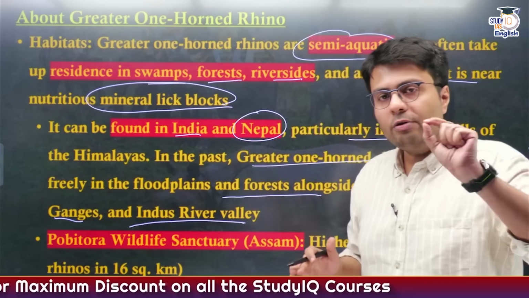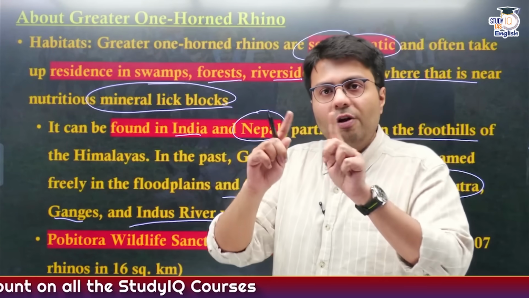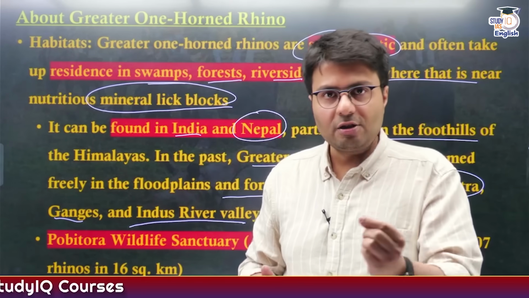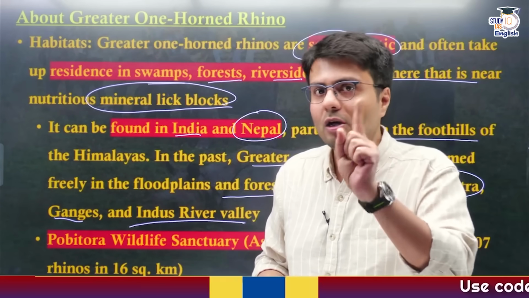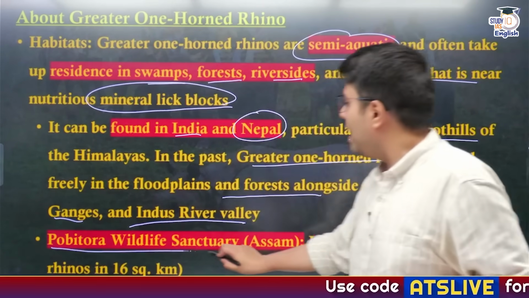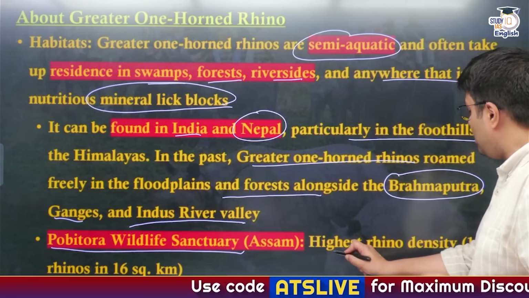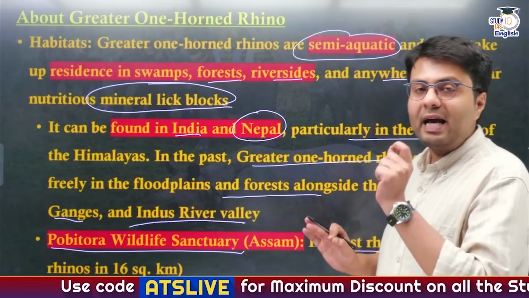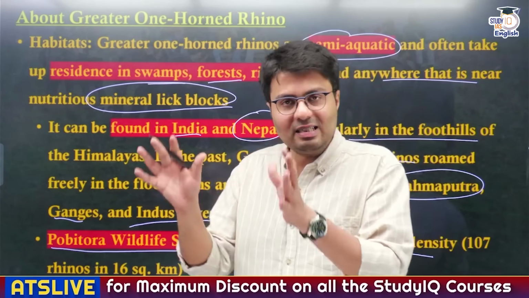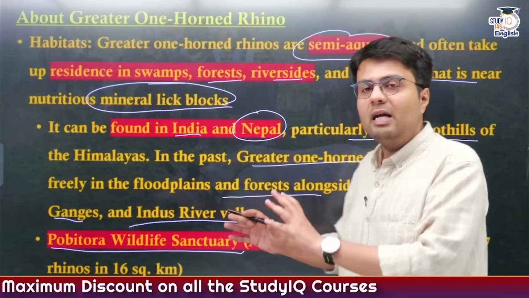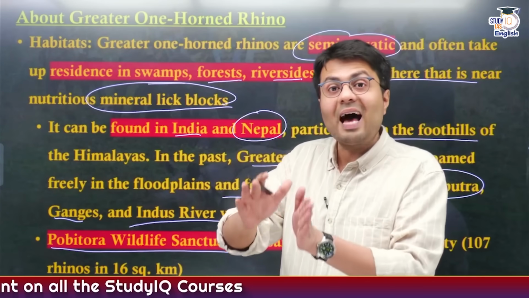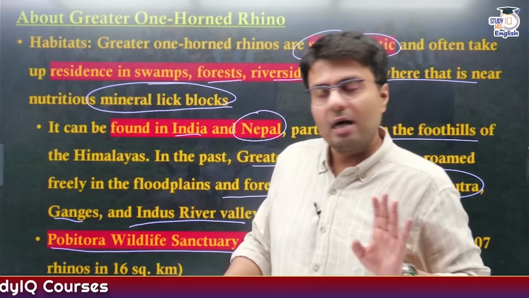Now, I told you the largest number of these species are available in Kaziranga National Park. But in terms of density, it is not Kaziranga. Rather, Pabitra Wildlife Sanctuary in Assam has the highest rhino density. It has 107 rhinos in a 16 square kilometer area. So you can understand the density of these species is highest in Pabitra, not in Kaziranga.